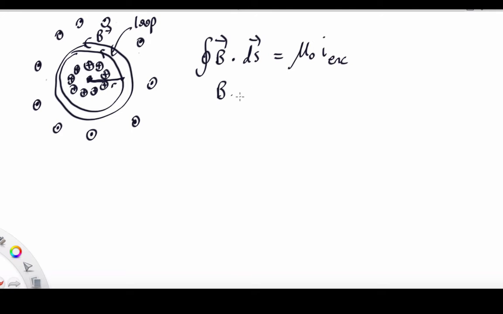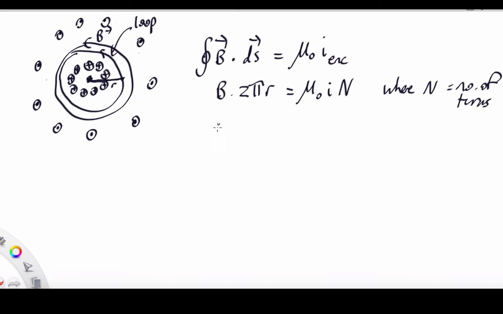So B, since it's a constant around there, times the integral of ds around a circle, which is 2 pi r, equals mu naught times the current in one wire times n, where n is the total number of turns. So we have B equals mu naught I n over 2 pi r. So that's for the magnitude, the direction you get from the right-hand rule.